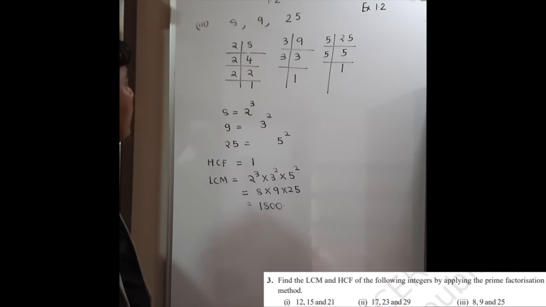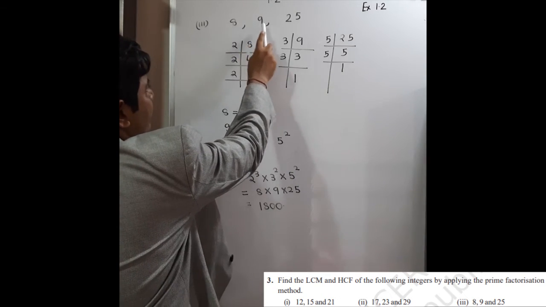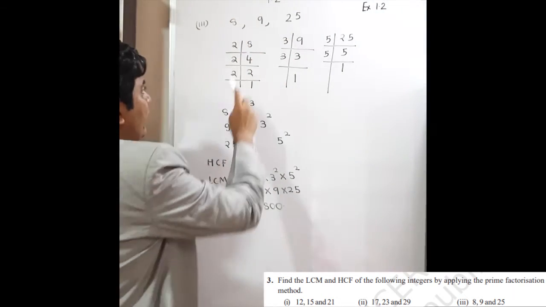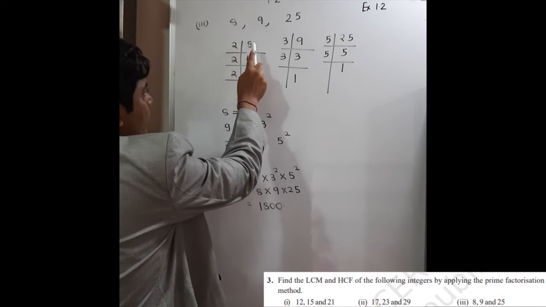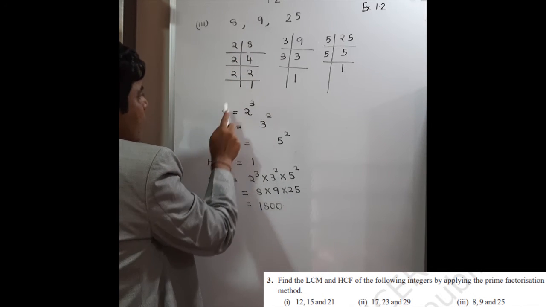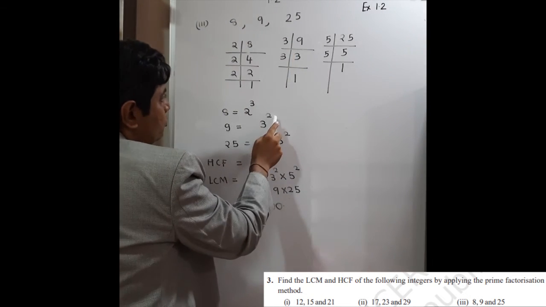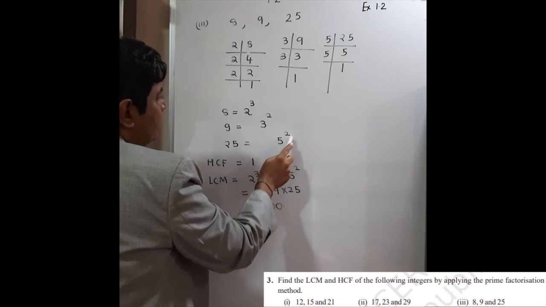Hello students. Now let us look at the third sum. We have to find the HCF and LCM of 8, 9 and 25. So let us first do the prime factorization of 8. What are the prime factors of 8? 2 4s are, 2 2s are, 2 1s are. So 8 is 2 raised to 3. 9 is 3 into 3. So 3 raised to 2. And 25 is 5 raised to 2.